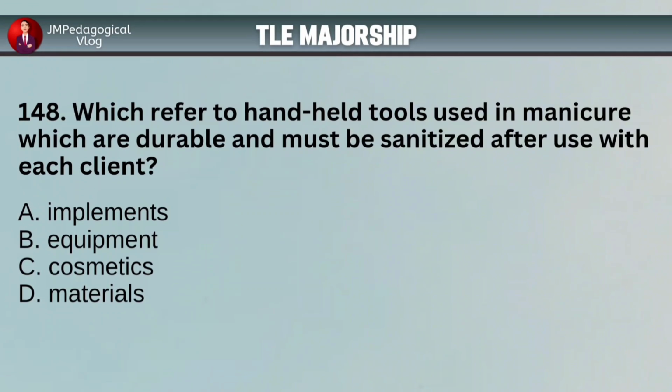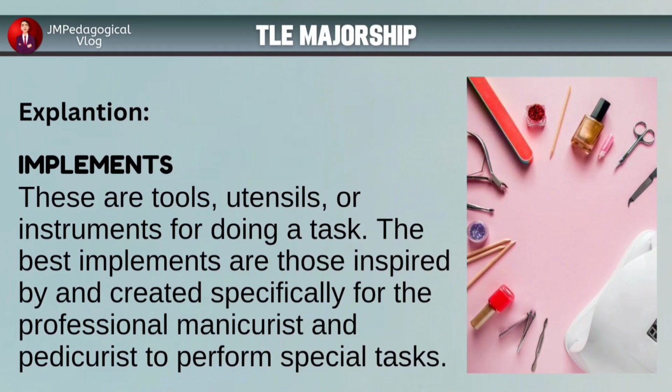148. Which refers to handheld tools used in manicures, which are durable and must be sanitized after use with each client? A. Implements. B. Equipment. C. Cosmetics. D. Materials. A. Implements. Explanation. An implement is a tool, utensil, or instrument for doing a task. The best implements are those inspired by, and created specifically for, the professional manicurist and pedicurist to perform special tasks.